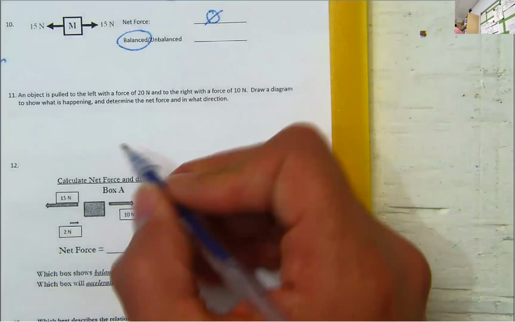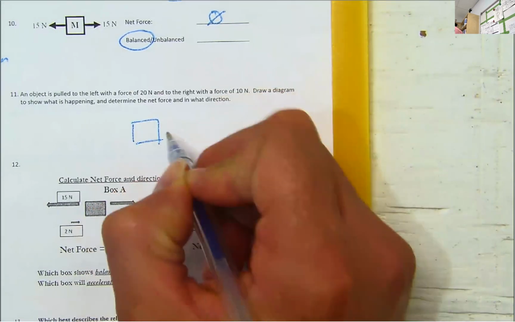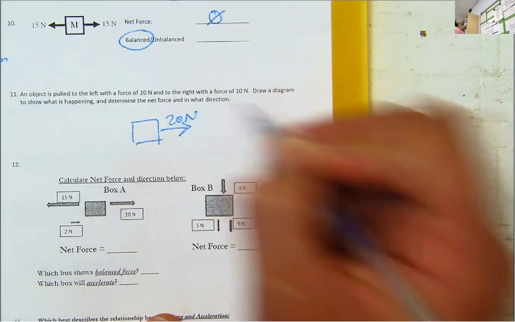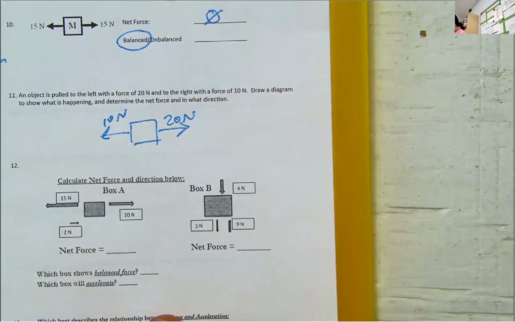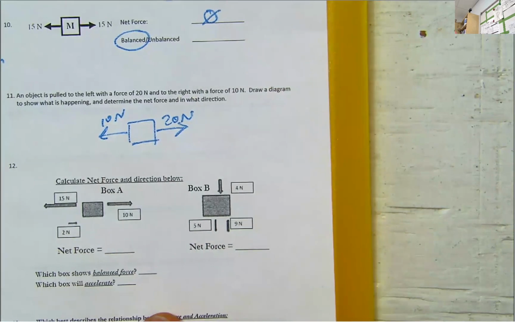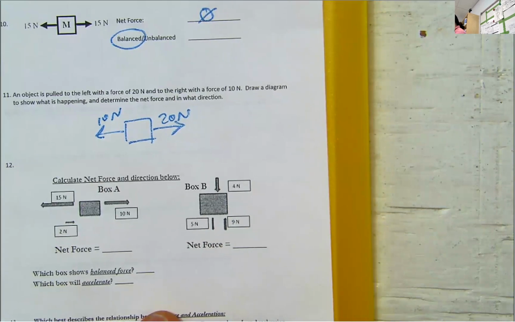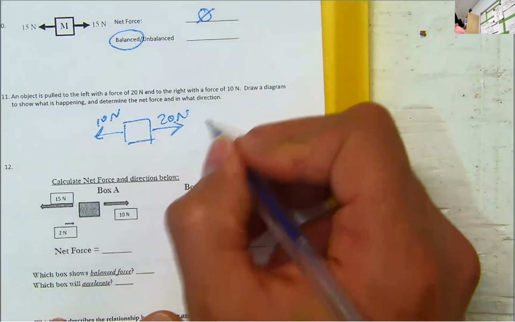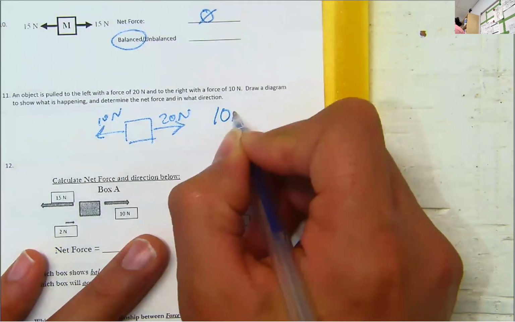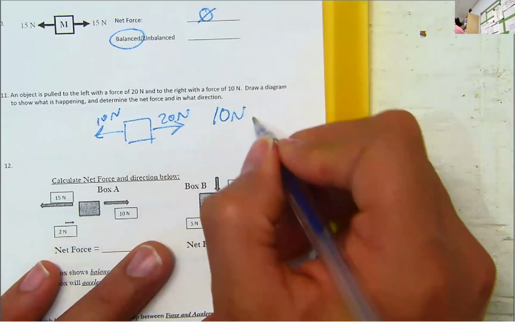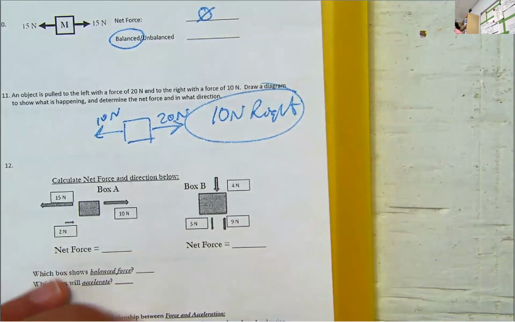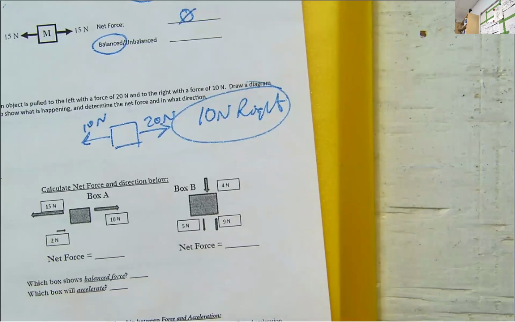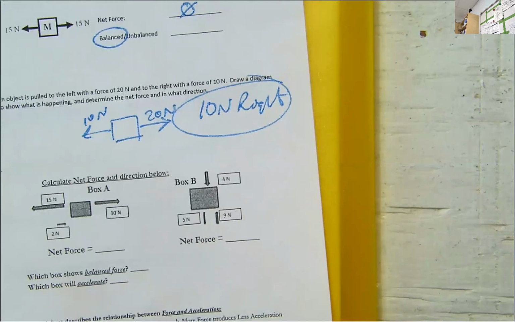An object is pulled with a force of 20 newtons to the right. So I can draw it out. 20 newtons to the right, and with a force of 10 newtons to the left. Draw a diagram to show what's happening. We did that. Determine the net force and direction. So they're opposite. I'm going to subtract. 20 minus 10 gives you 10 newtons, and the larger force is to the right. That's my answer. Let's circle that. If you didn't do it, go ahead and draw it in now. Now you know what to do.